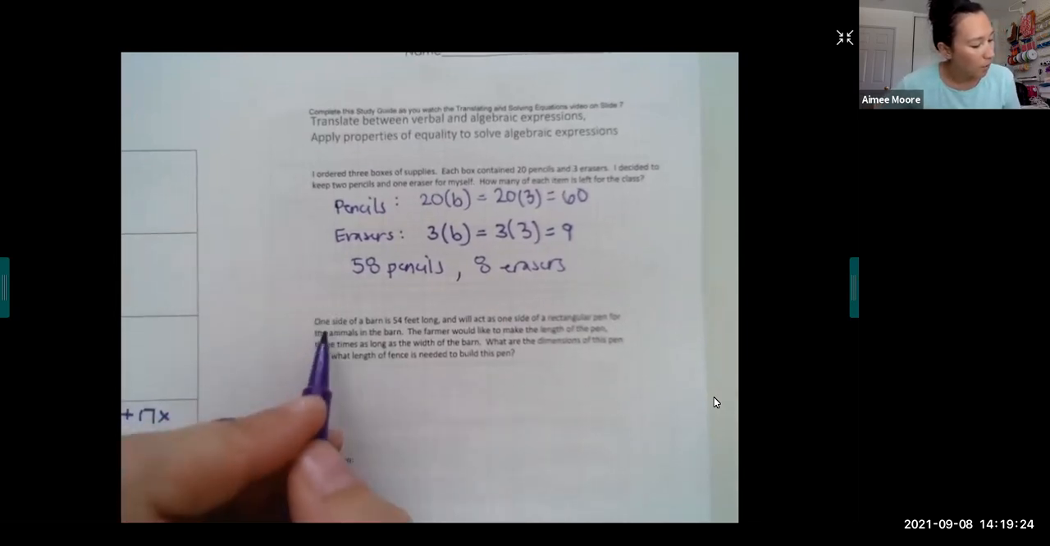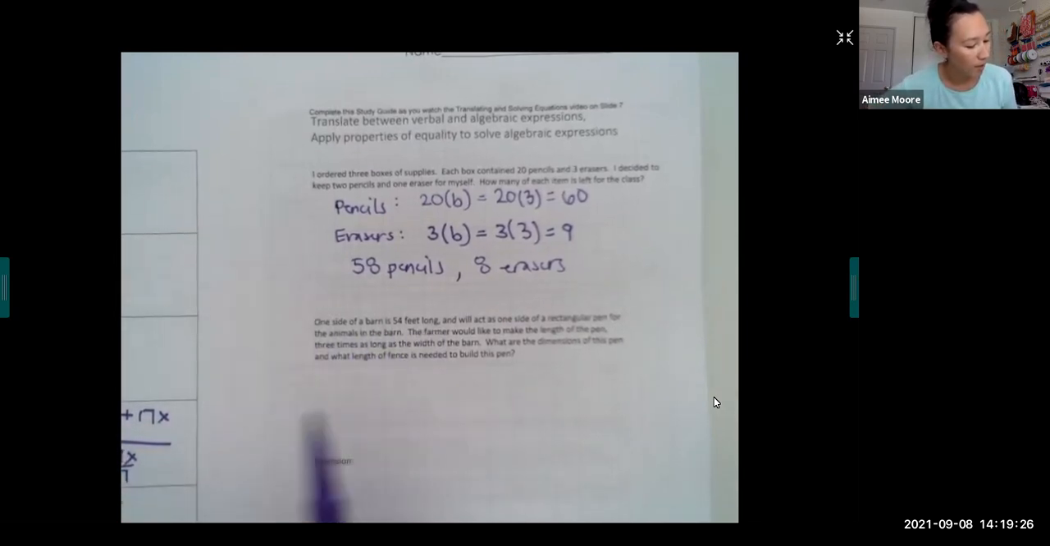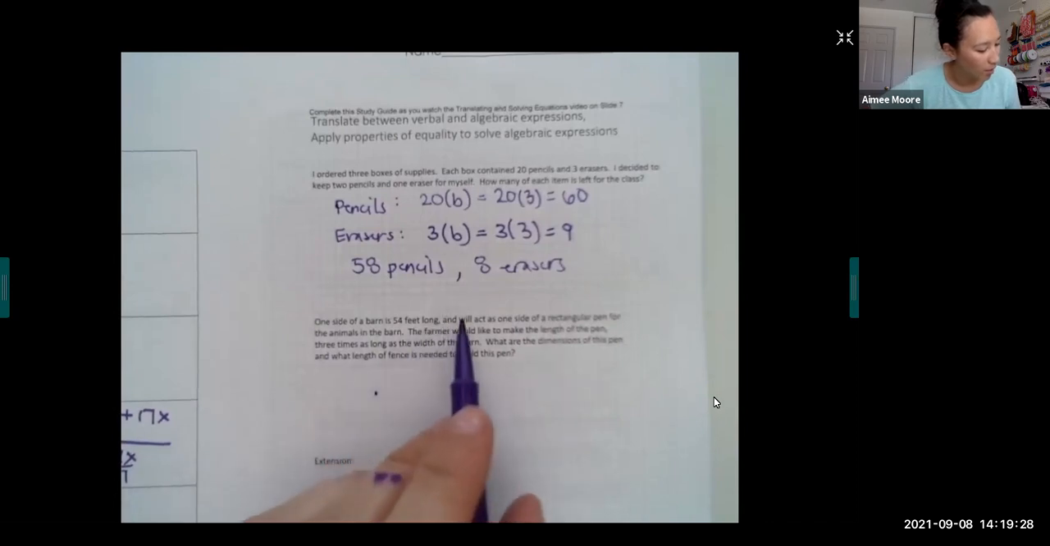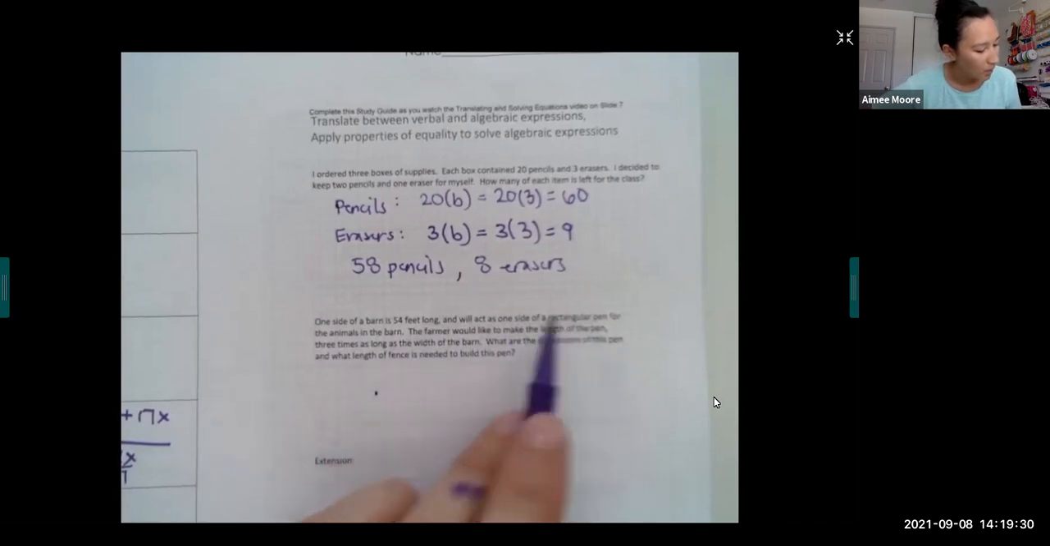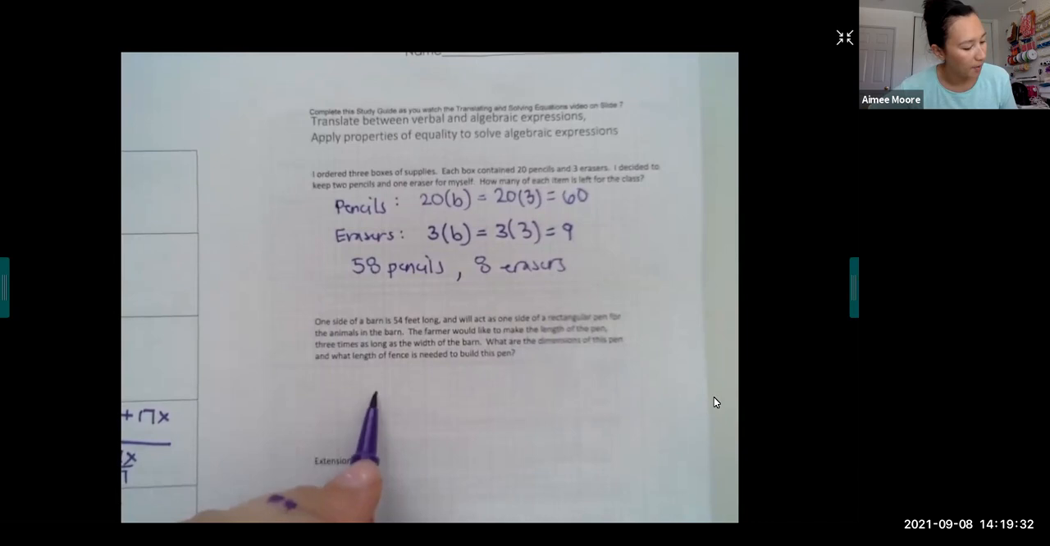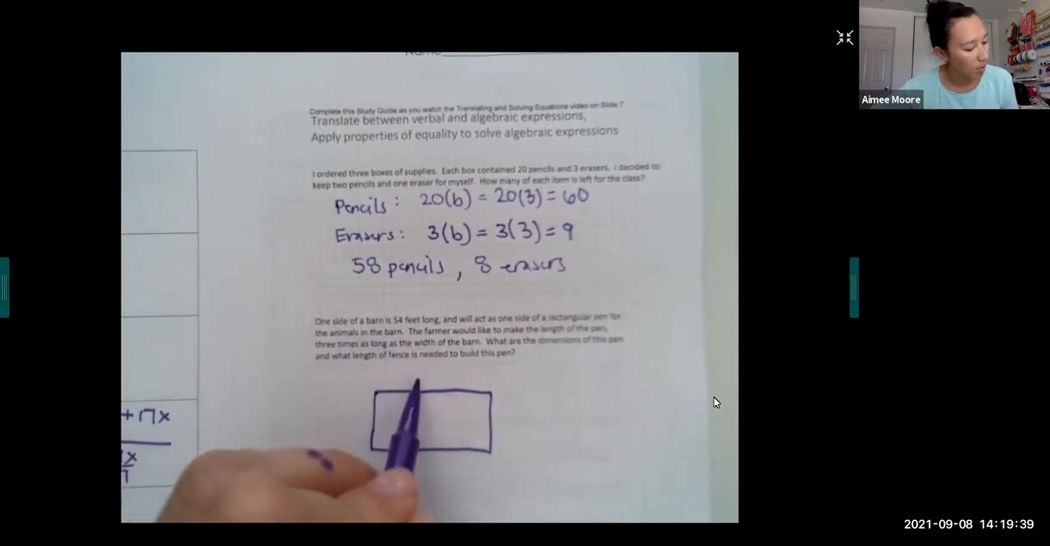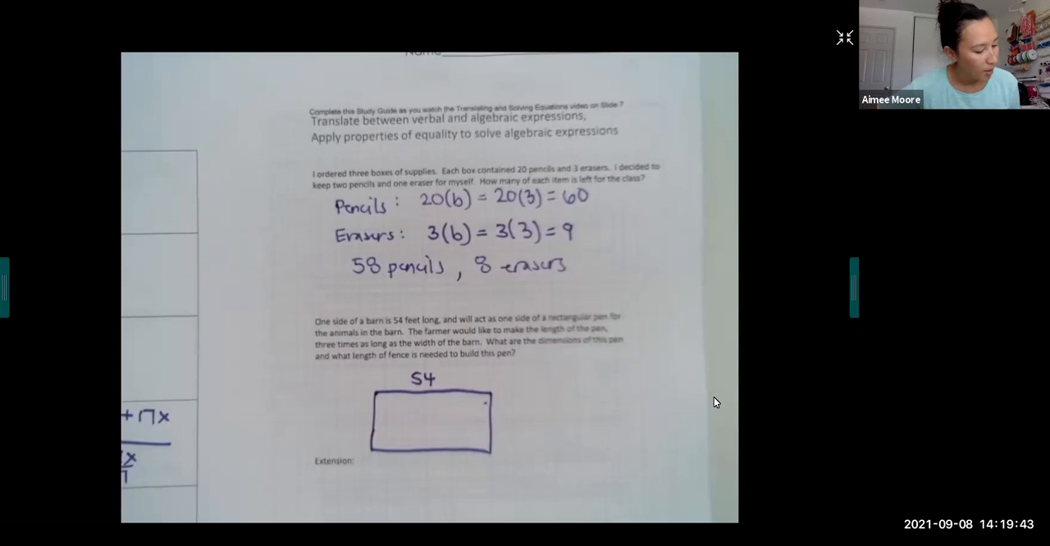Okay, so one side of a barn is 54 feet long. So let's just draw a barn and we'll act as one side of a rectangular pen. Okay. So here's our rectangular pen for animals. And it's along a barn that is 54 feet. The farmer would like to make the length of the pen 3 times as long as the width.